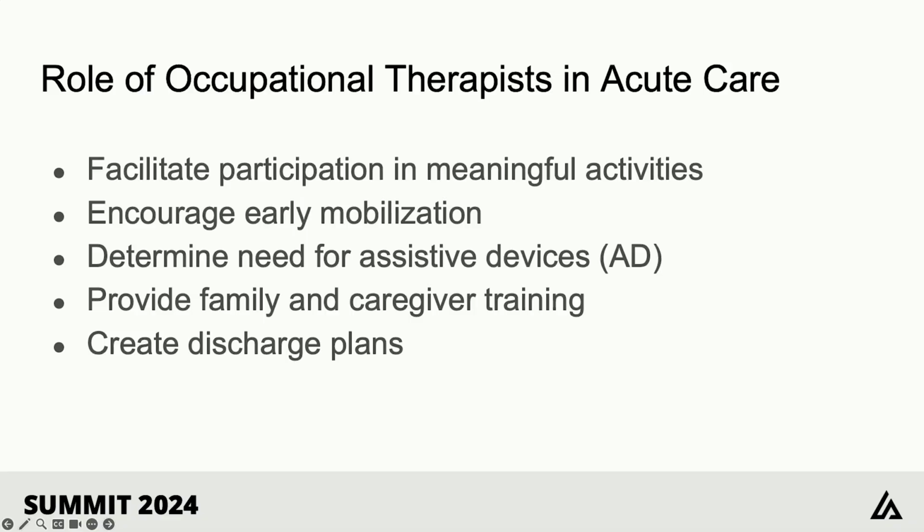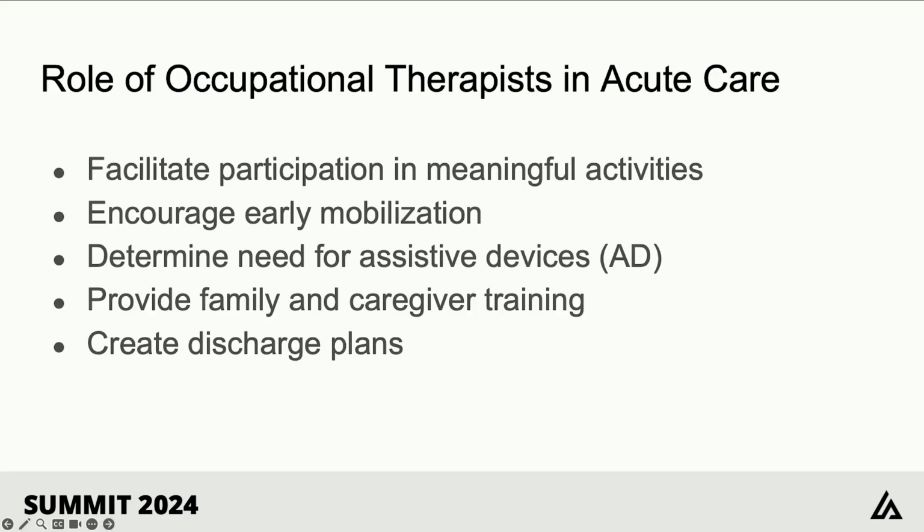So what do we do? Well, specifically in acute care, we facilitate participation in meaningful activities. So whether that's something small like being able to tolerate sitting up long enough just to brush their teeth, or something more involved like taking a shower. But we aren't just having them do the activity, we're setting up the activity in a way that addresses their barriers while also highlighting their strengths. We encourage early mobilization, which we understand is crucial for the healing process regardless of diagnosis. We determine the need for assistive devices and adaptive equipment, whether it be grab bars, shower chairs, sock aids, reachers.